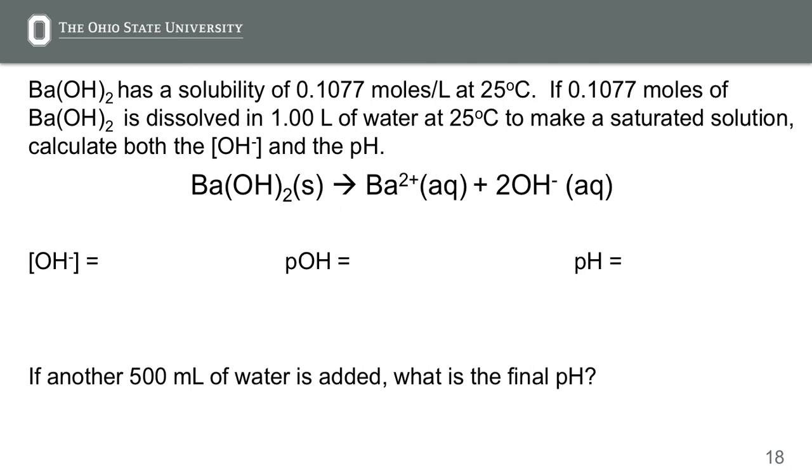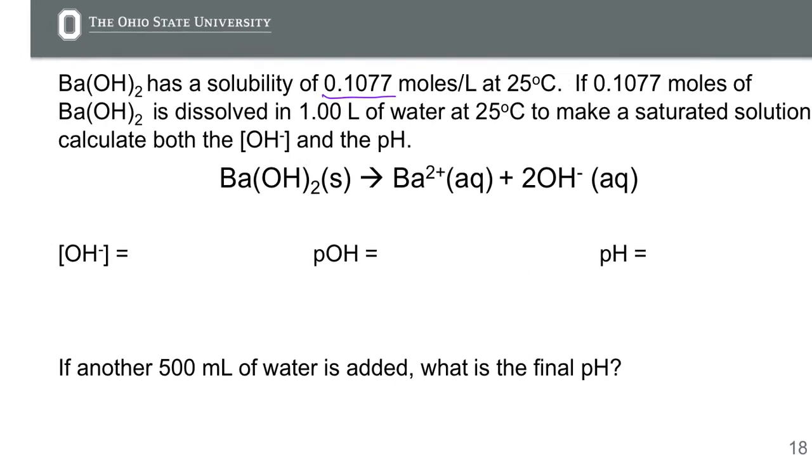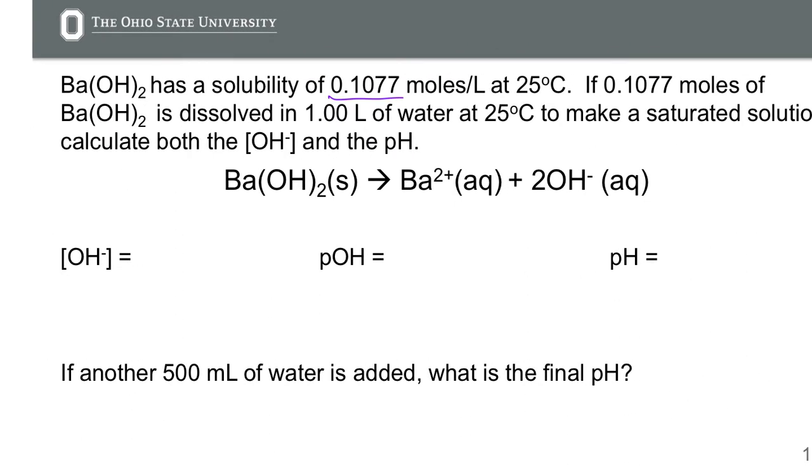Okay. Let's say we put 0.1077 moles of barium hydroxide in 1 liter of water. We're basically making a saturated solution. Let's first calculate the concentration of OH minus. Okay. So that's just a chapter 13 problem, right? Concentration of OH minus when we put barium hydroxide in solution.